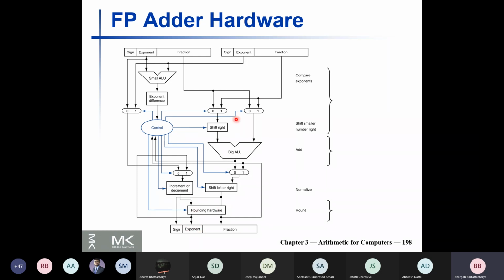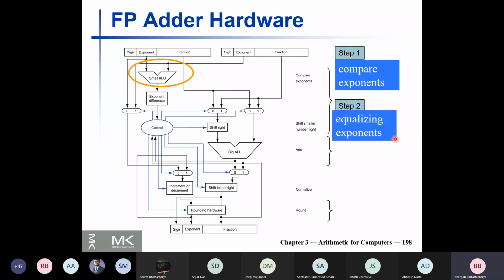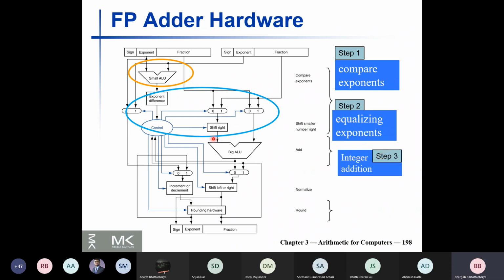So this is quite an involved process. But the first step is the comparison of exponents, which is done by this part of the ALU, and then equalization of exponents by shifting, which is taken care of by this controller and the shifter. And some multiplexers are used here to choose whether you are going to take this from number A or from number B. Equalize the exponent, and then the addition.